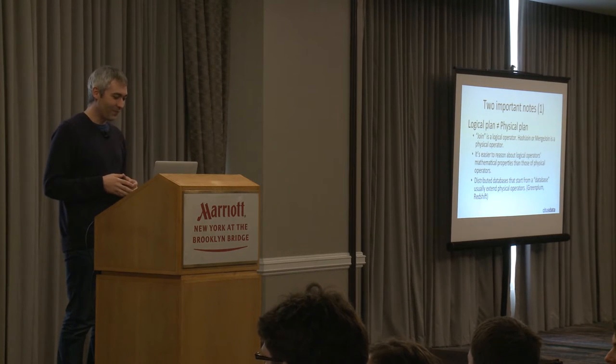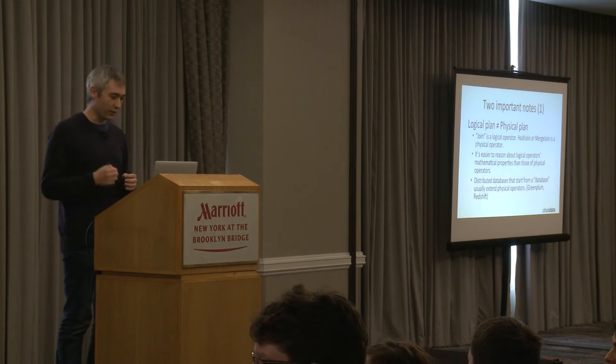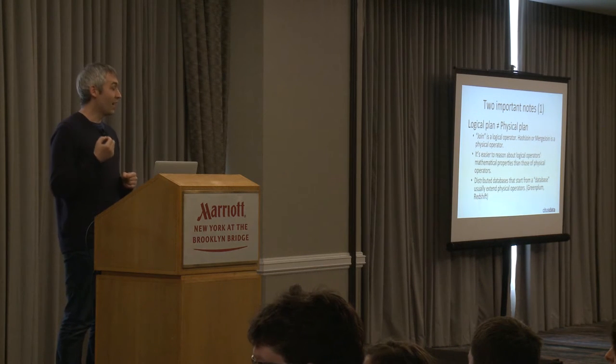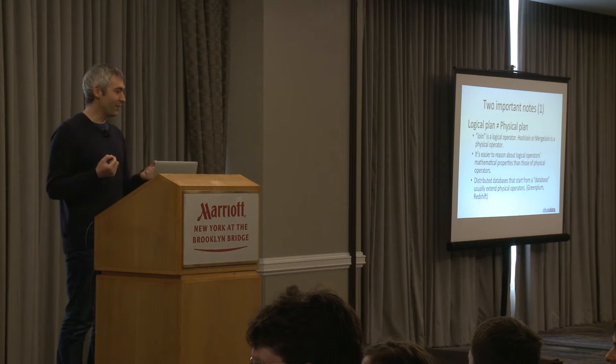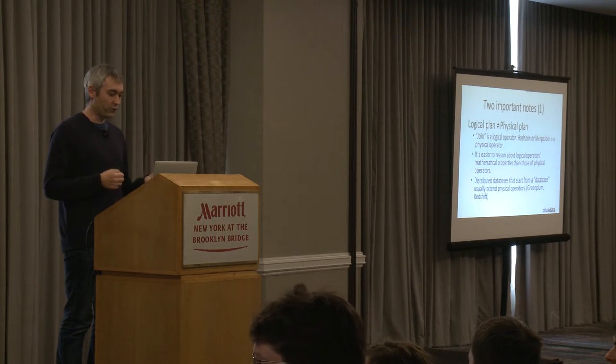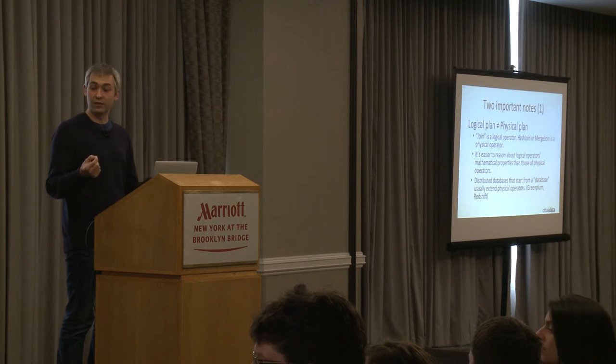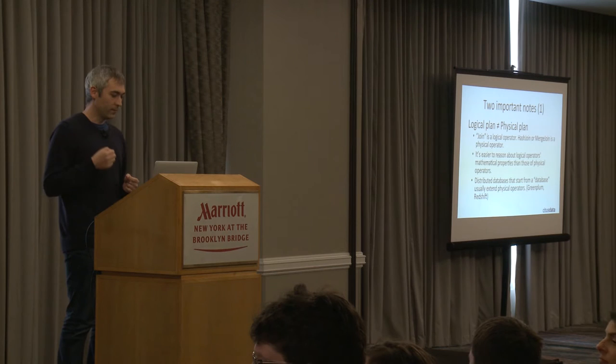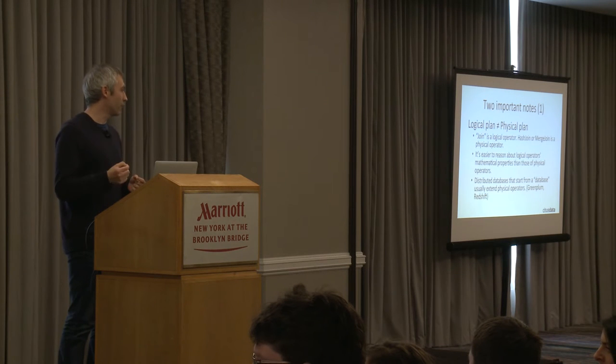Taking a step back, I'd like to reiterate two important points that relate to this paper and to Citus. First, a logical plan and a physical plan aren't the same thing. If you have a logical plan, you still need to map it into your execution primitives. For example, join is a logical operator. You have two tables and you're joining them together. Hash join, nested loop join, and merge join are three different ways to execute a join operator in the context of a single machine.